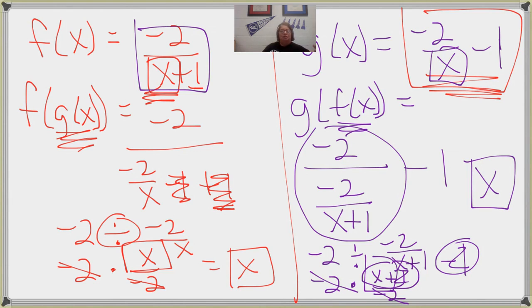Now there are other ways. You could graph the two functions and see if they reflect over the line y equals x. You could write the equation of the inverse like we learned to do, switch the x and y, solve for y, and see if they match that way. But one of the requirements in Algebra 2 is that you learn how to use composition of functions. When you go past Algebra 2, you'll do some more work with composition of functions. But this is a way you verify inverses. Okay? Have a good one.